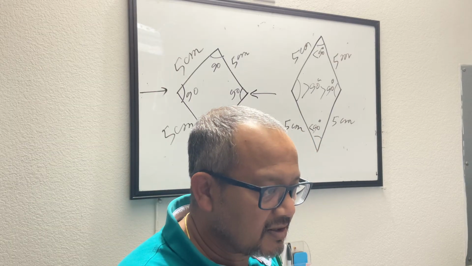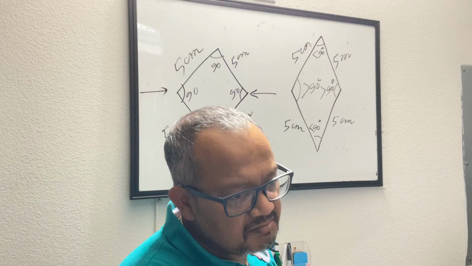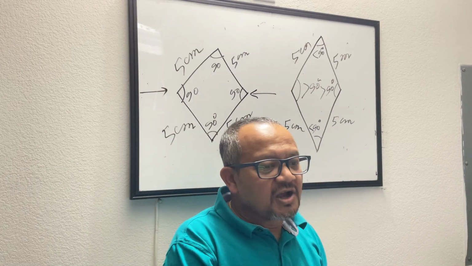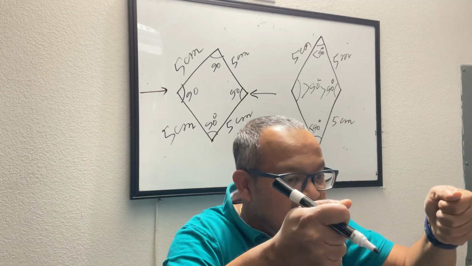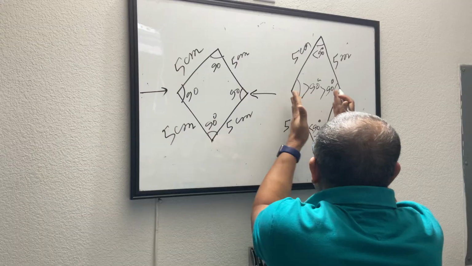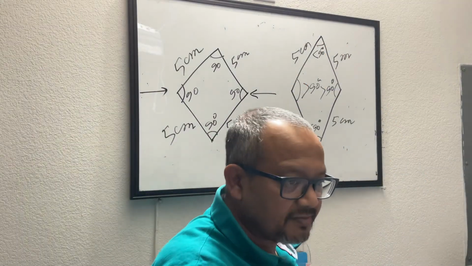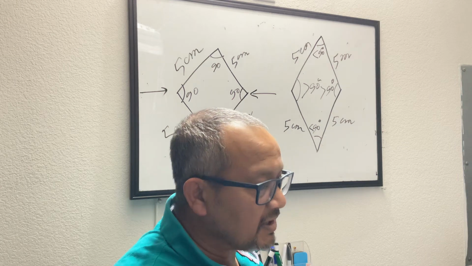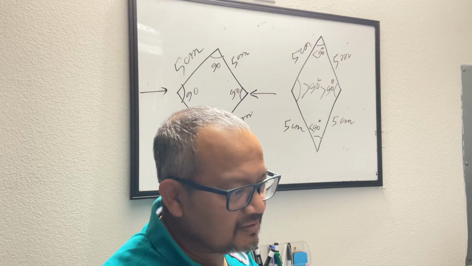Okay? Probably more than 90, like 100, depending on how playful I was. If I squeeze it a lot, it will become bigger. These angles will become bigger. Okay? It will become much thinner, a much bigger angle here, a much smaller angle here. Okay? Is everybody clear? Yeah.